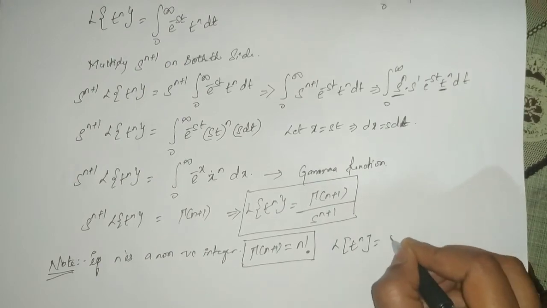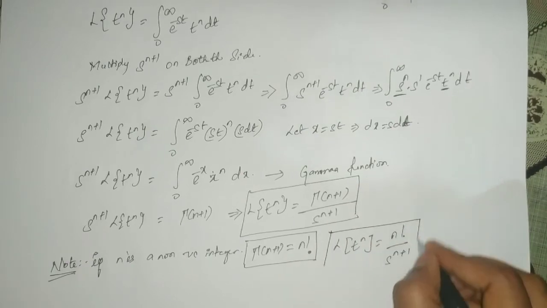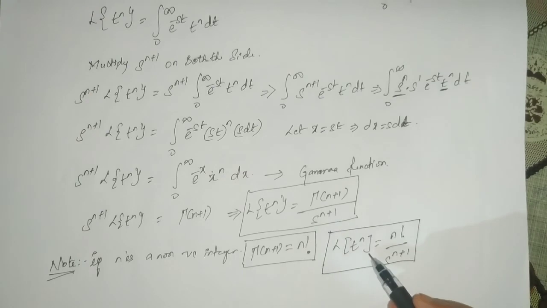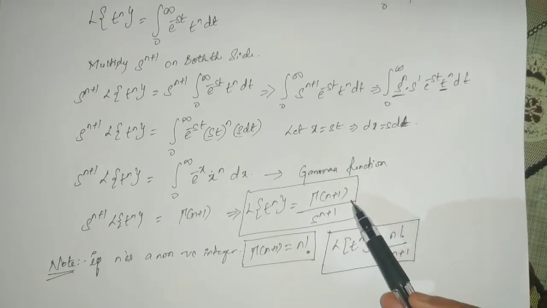So there are two formulas for t to the power n. This is applied only when n is a non-negative integer, and this is for negative integers as well as rational numbers also.